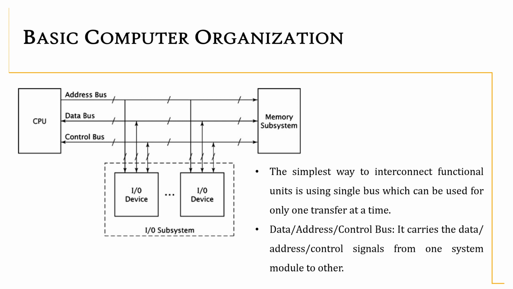Okay. So the simplest way to interconnect these functional units is using a bus. We can have a single bus structure which can be used for only one transfer at a time. We can have buses for transferring the address value, data value as well as the control signals. So we'll have three types of buses: address bus, data bus and control bus. These buses carry the data, address or control signals from one system module to another.